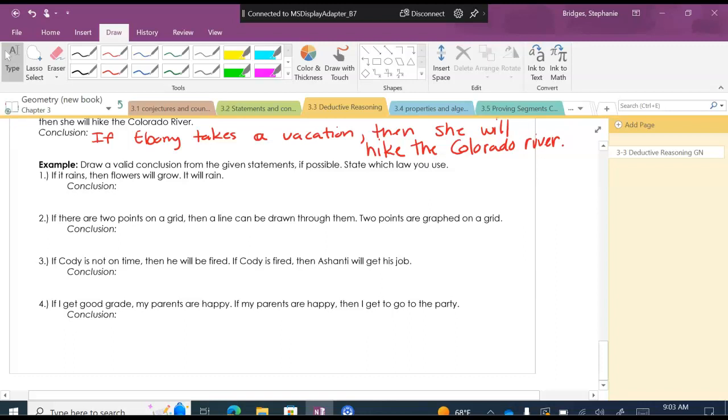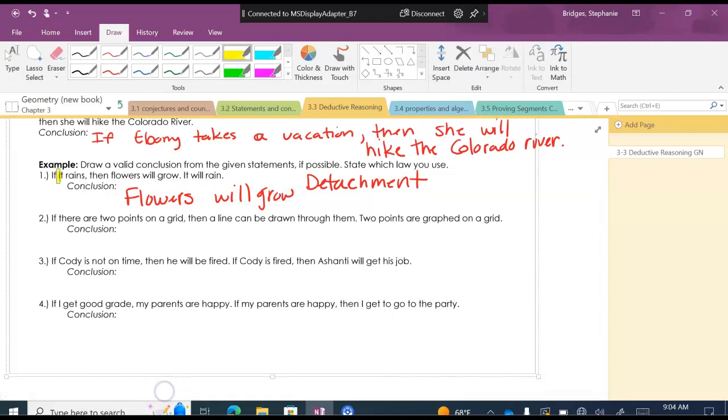True. It is true by detachment, yes, but what would my conclusion be? Okay, it is law of detachment, but what would I say? I still have to make a conclusion. If it rains, then flowers will grow. Then I said it will rain, so you will tell me flowers will grow, exactly. Okay. My hypothesis was it rains. My conclusion was then flowers will grow. Then I just restated my hypothesis, so therefore I can say my conclusion is true.